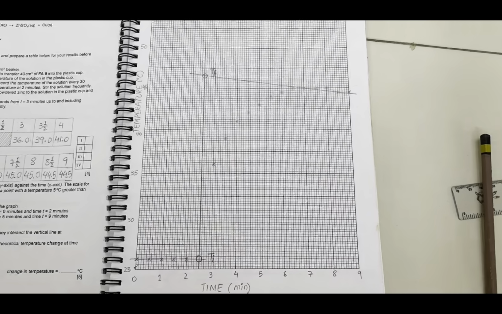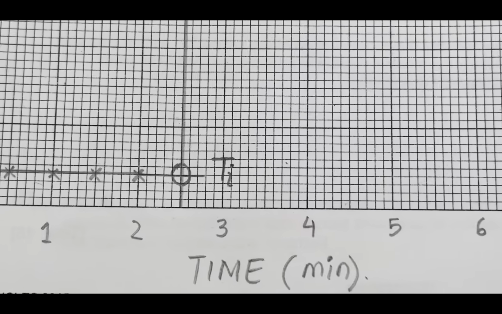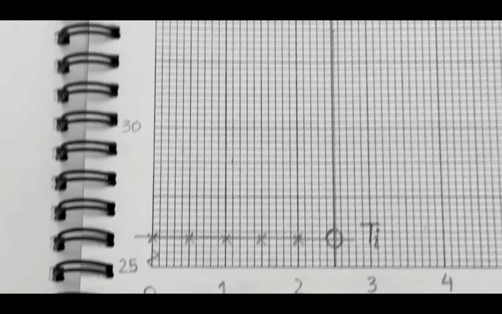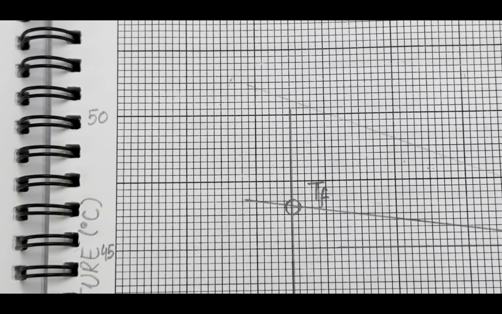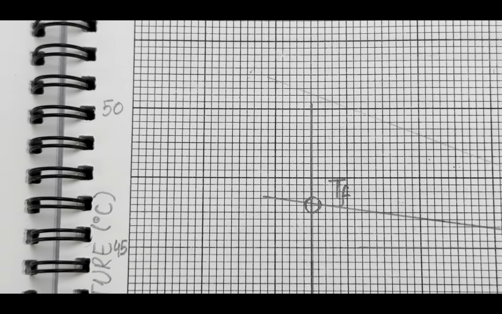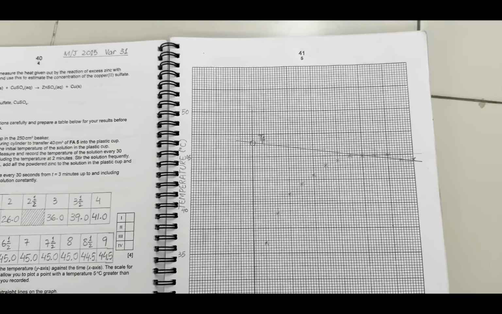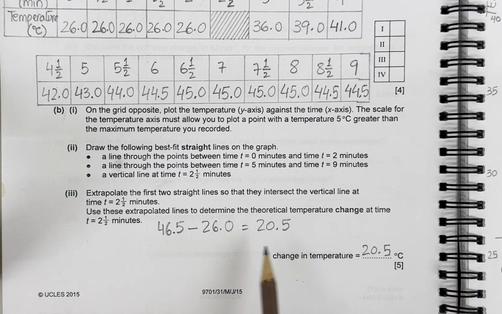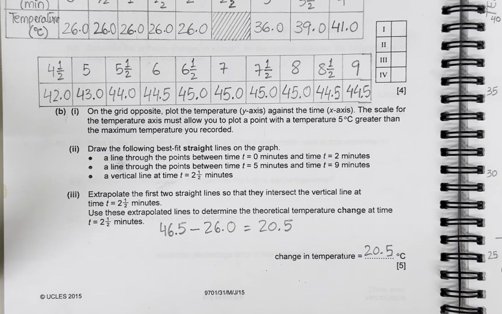Now the 2.5 minute crossing line shows the theoretical initial temperature at 26 degrees Celsius, and the theoretical final temperature here is 46.5. So we will take out the difference of these two readings to get the change in temperature here. So the change in temperature is recorded here as 20.5. This was the rise in temperature theoretically at 2.5 minutes. Now let's proceed on to the next part after this graph.